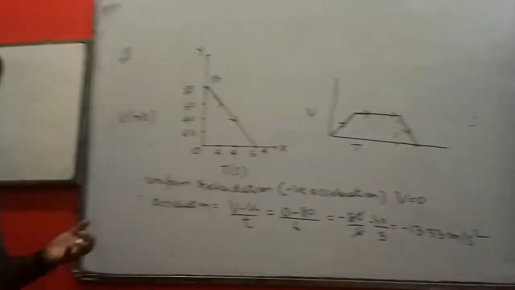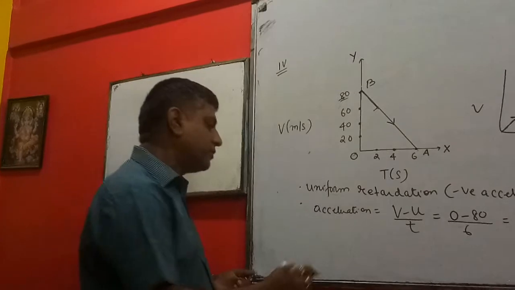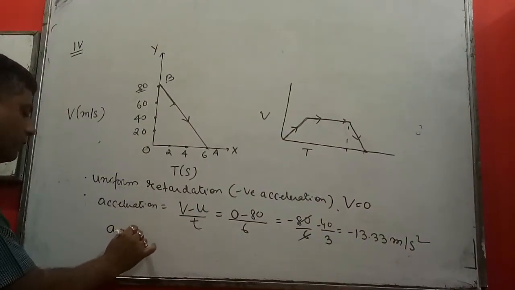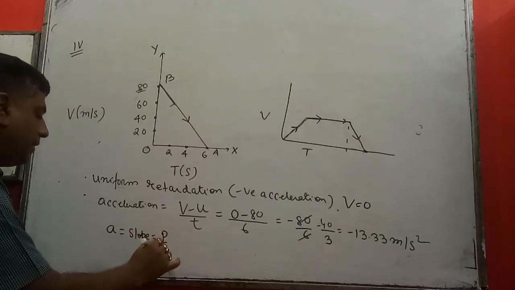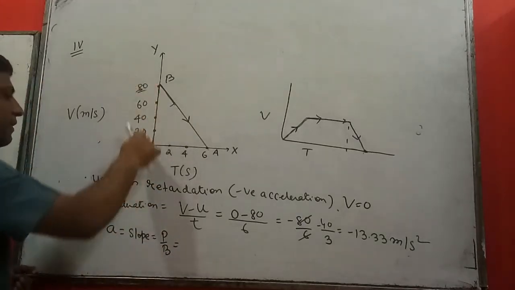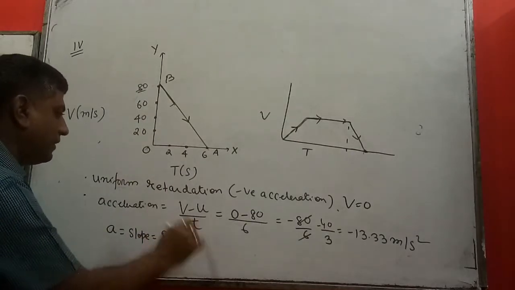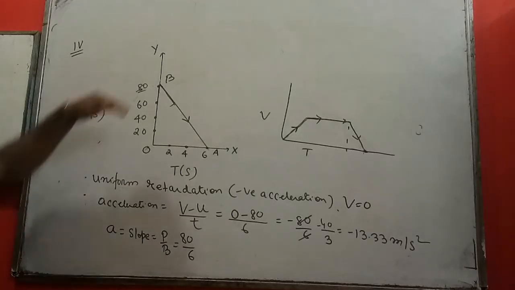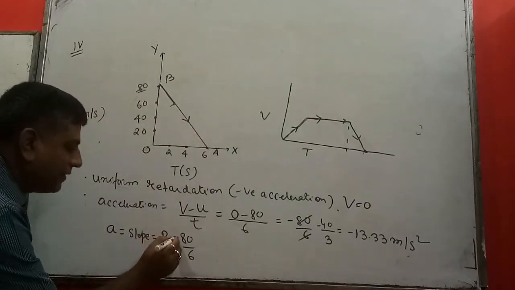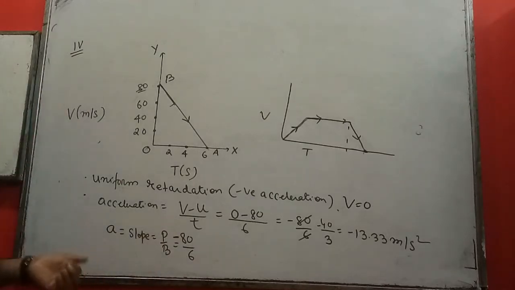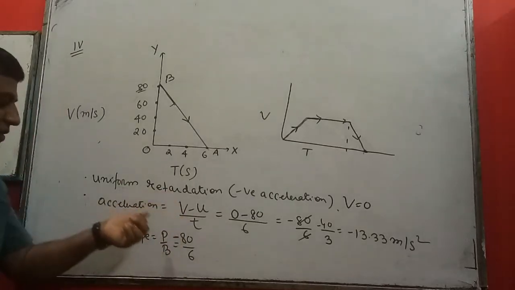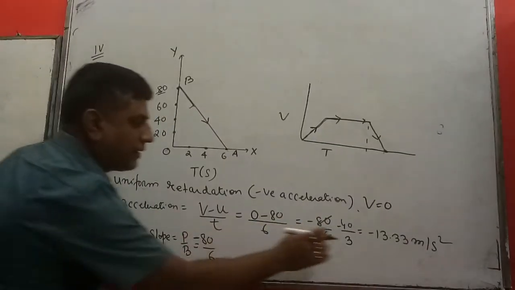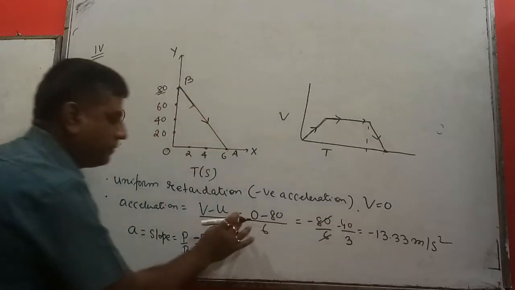You can use the concept of slope also. I have told you acceleration means what? Slope. Slope means what? Perpendicular by base. So what is the perpendicular here? 80. And what is the time here? 6. But here you will not get the negative sign. You have to write it, because it is decreasing now. That's why you write minus. This is the reason why I have shown you earlier that v minus u by t. In this case, I have shown you v minus u by t so that you do not get confused. That is, 0 minus 80.